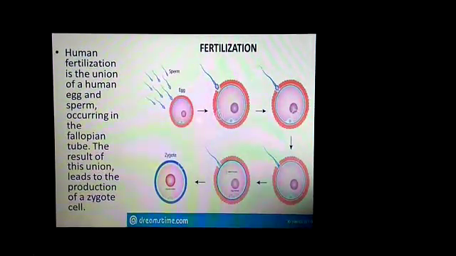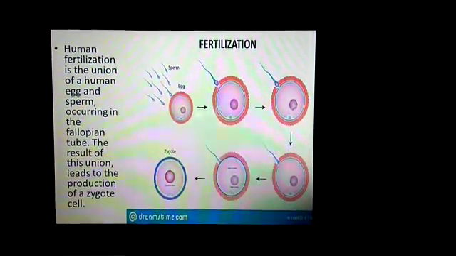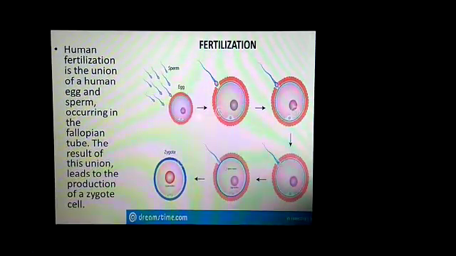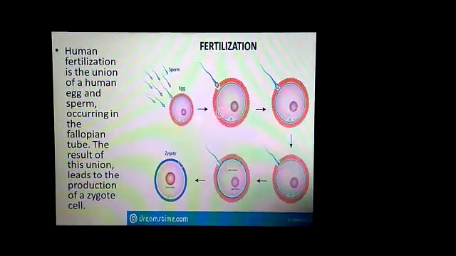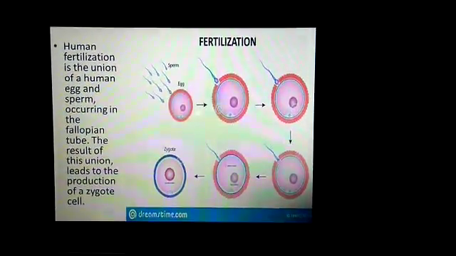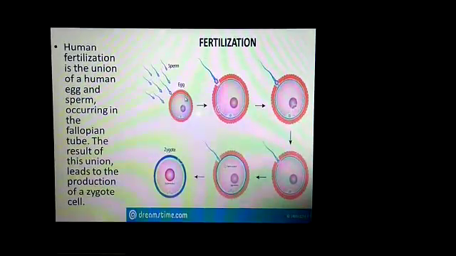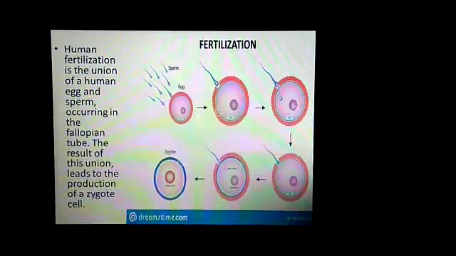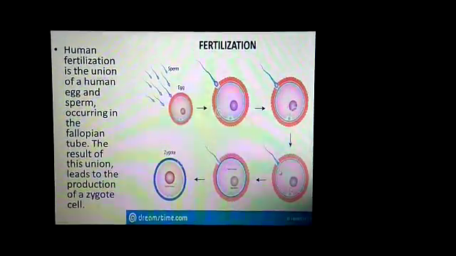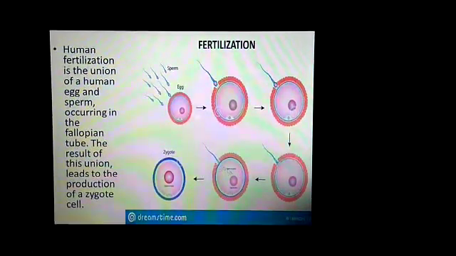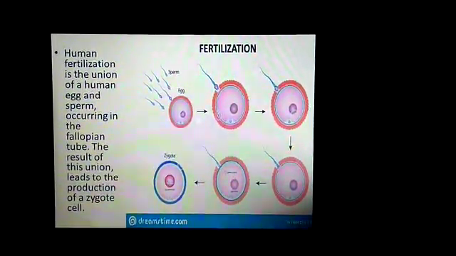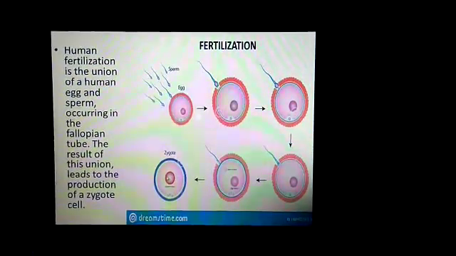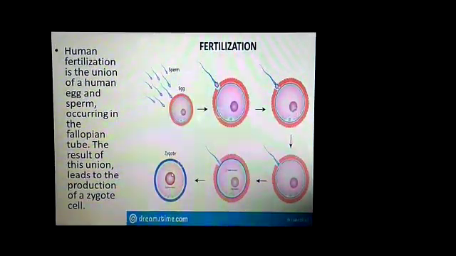Human fertilization is the union of the human egg and sperm occurring in the fallopian tube. As a result, it leads to the formation of a zygote. You can see in the picture, the sperm and egg fuse, and while fusing, the tail part remains outside and only the nucleus enters and fuses with the egg cell nucleus and forms the zygote.